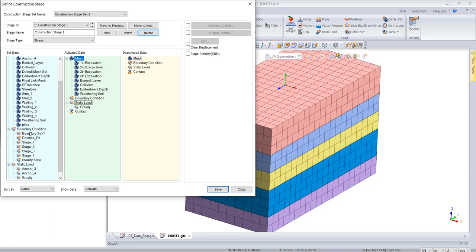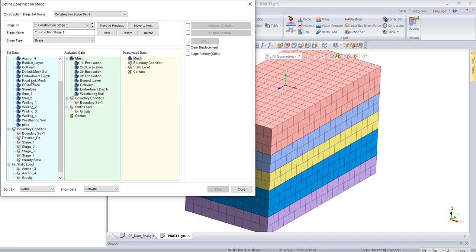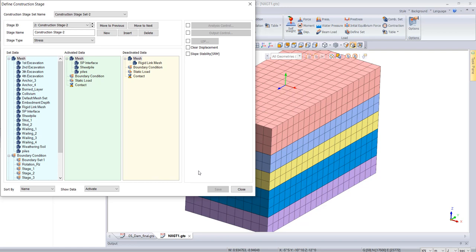Next, I will start to add the sheet pile. So this is our piles, sheet pile and interface, and we remove the rigid link. We forgot to do this in the last step. We add the rigid link here and save. And here we remove the rigid link and we add the interface sheet boundary condition, and we say sheet pile interface. Now we say okay.